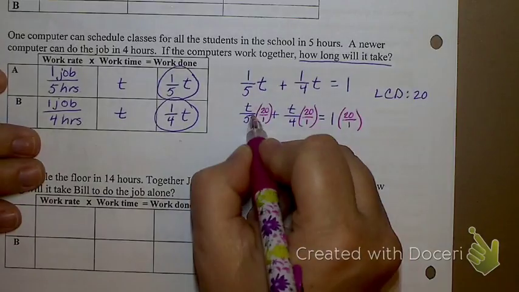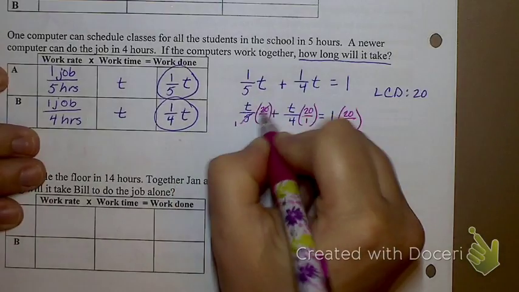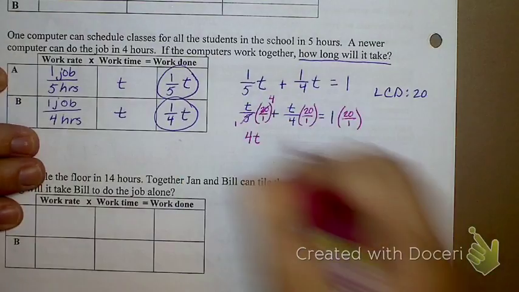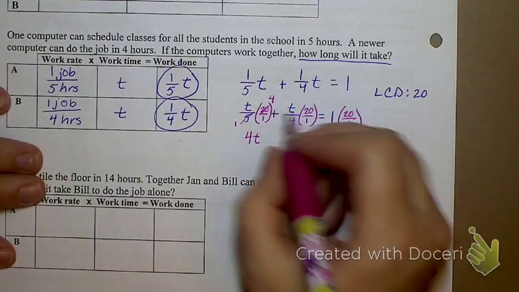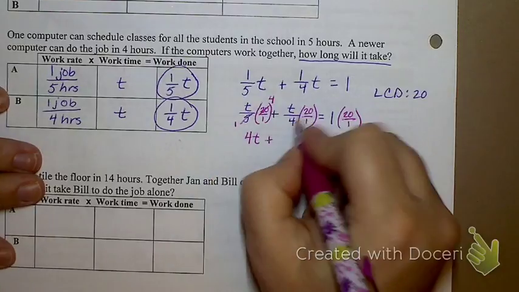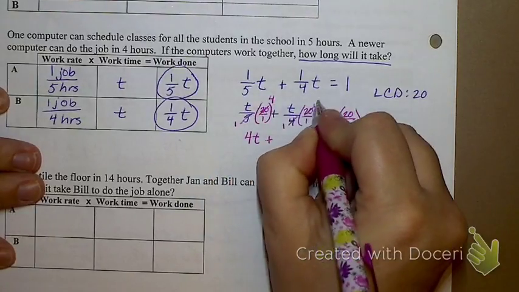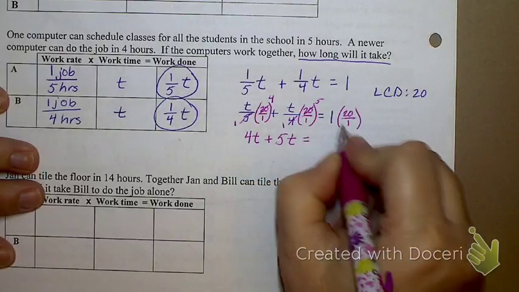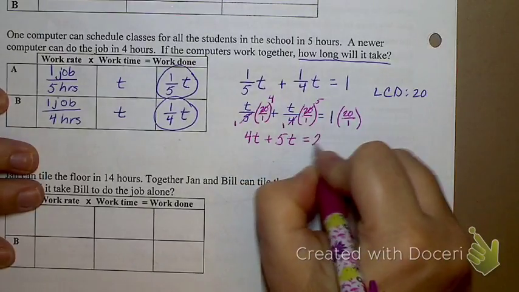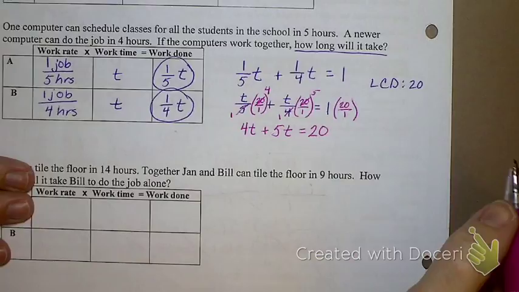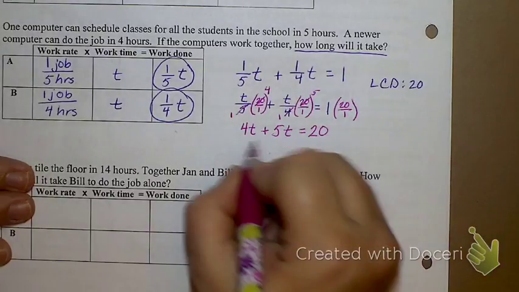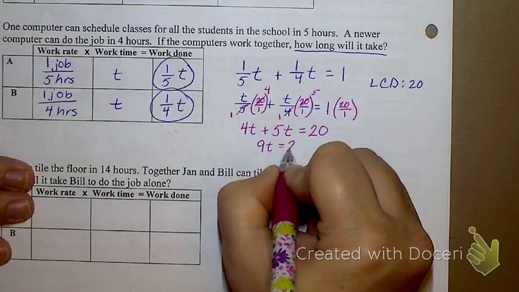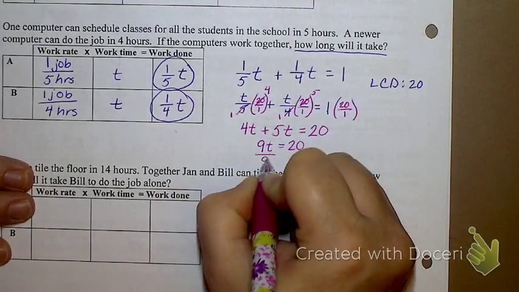So if I do some cross-canceling, the 5 becomes a 1, the 20 becomes a 4, and I have 4T. Yes? Plus, over here, that becomes a 1, and that becomes a 5. 5T equals 1 times 20 is 20. What is 4T plus 5T? 9T equals 20. Divide by 9.